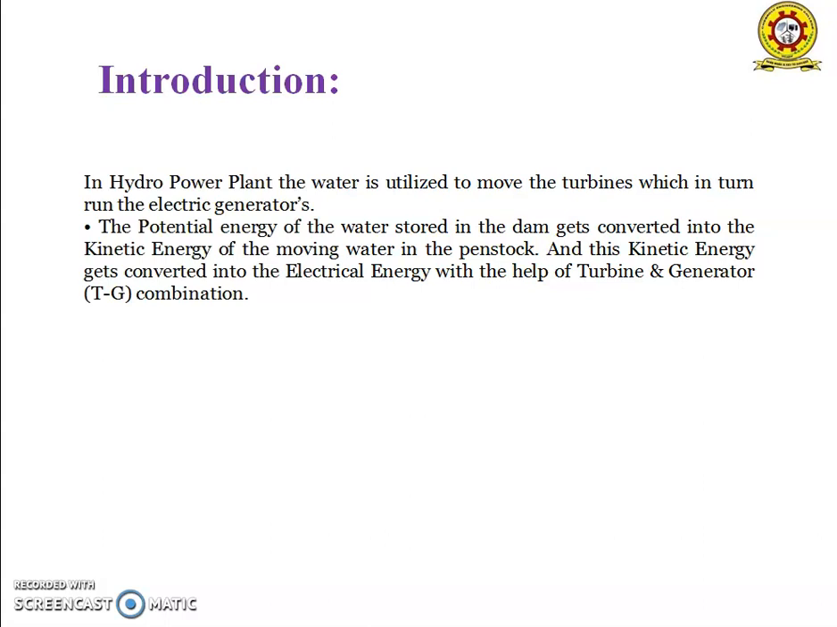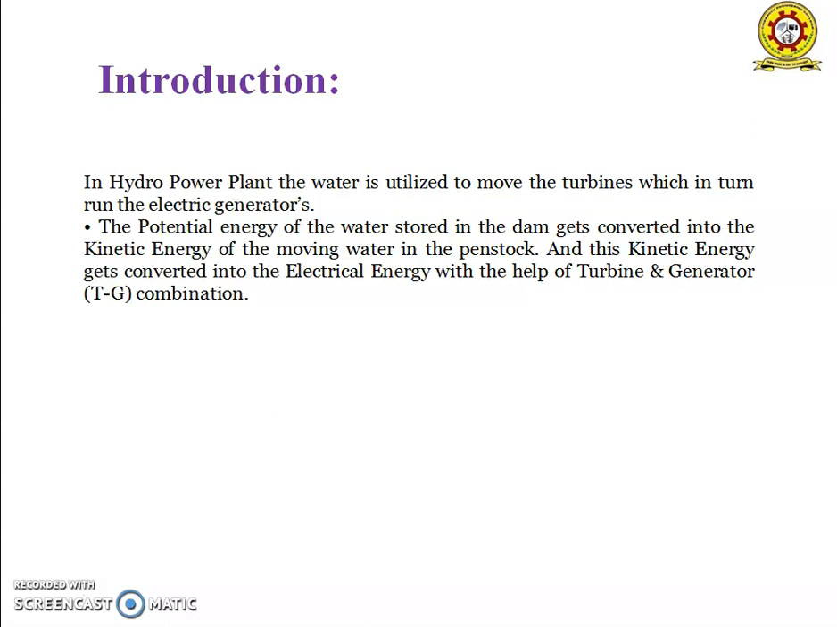Introduction. In a hydropower plant, the water is utilized to move the turbines, which in turn run the electric generator. A hydroelectric plant is considered a renewable energy source. A renewable energy source is not depleted in the production of energy. In hydropower, the energy in falling water is converted to electrical energy.